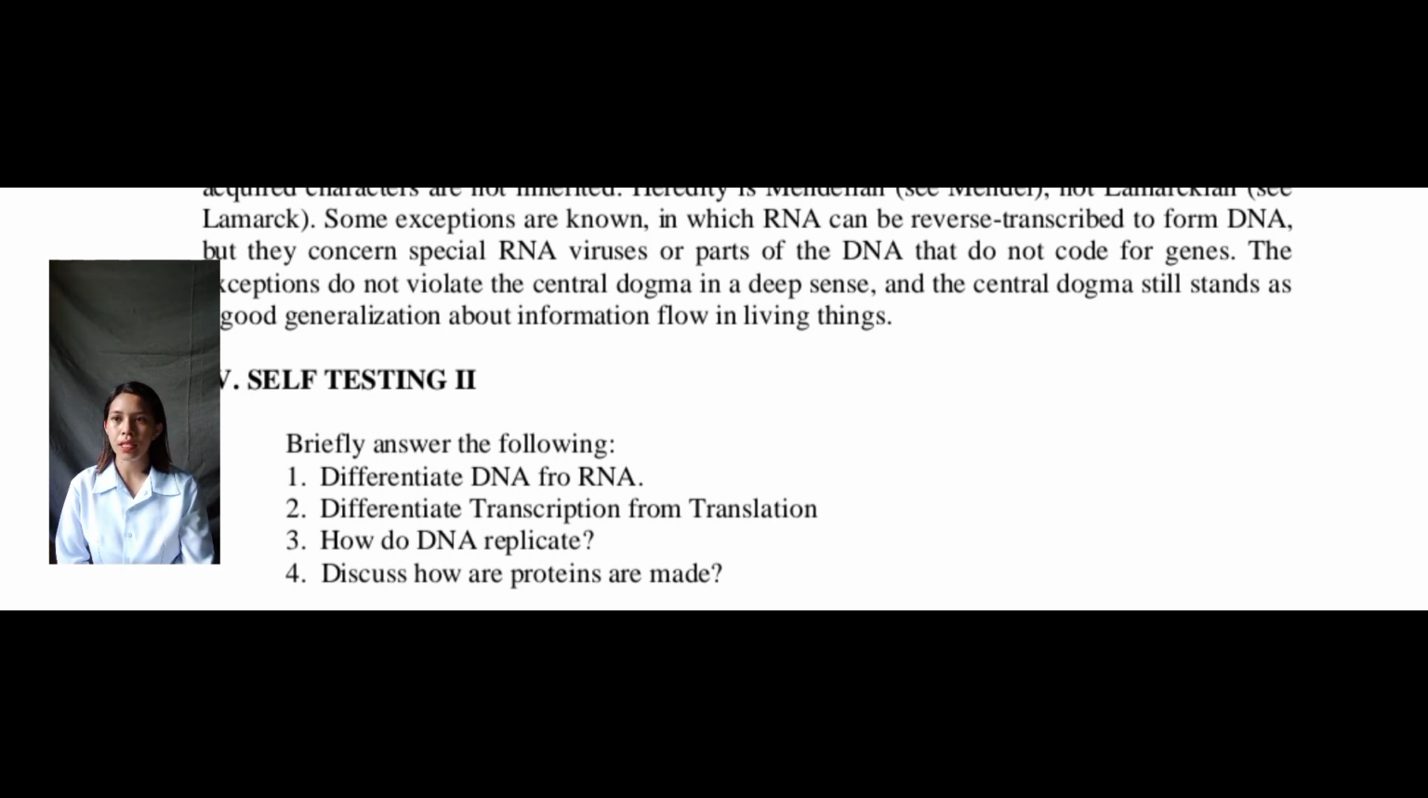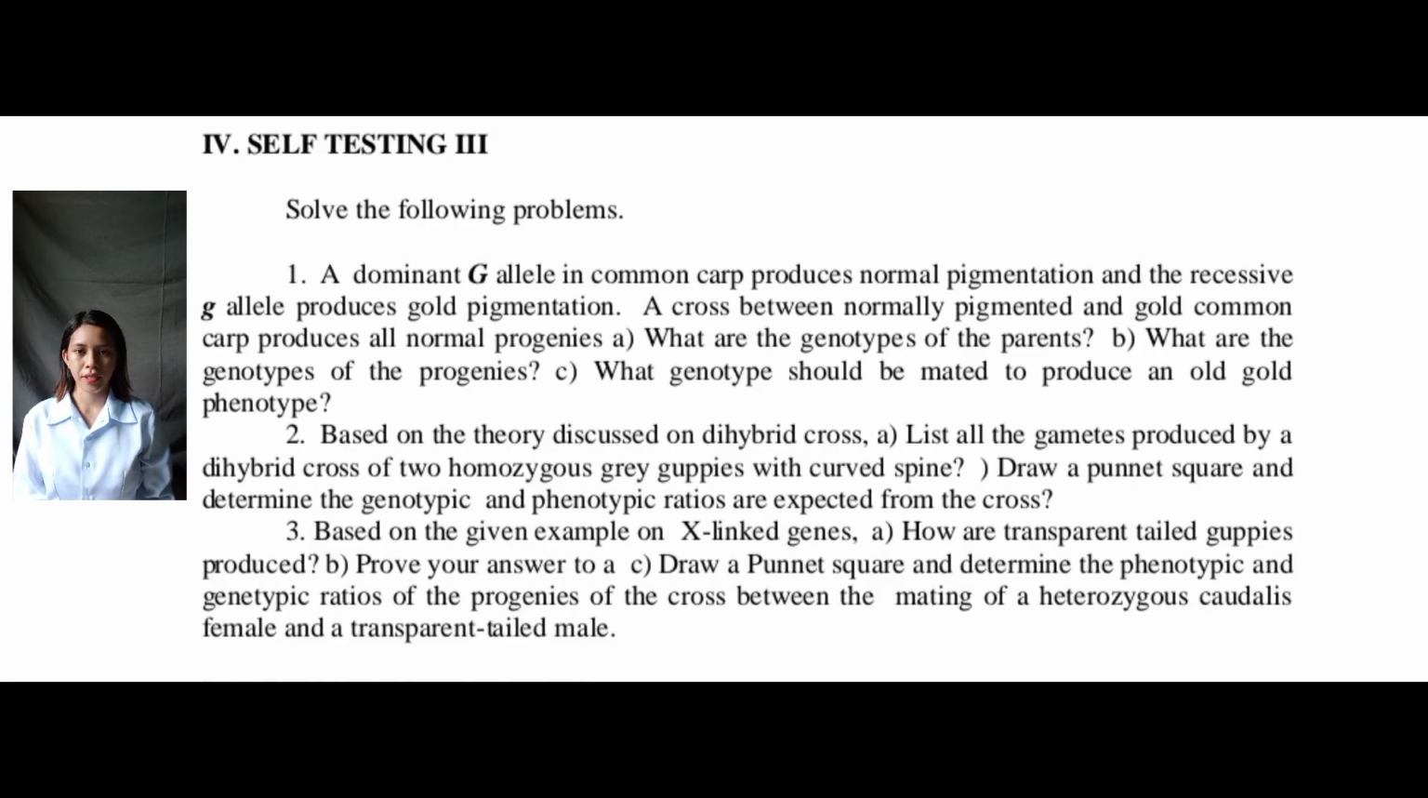Question number 4. Discuss how proteins are made. Proteins are built as chains of amino acids, which then fold into unique three-dimensional shapes. Bonding within protein molecules helps stabilize their structure, and the final folded forms of protein are well adapted for their function. Self-testing number 3, question number 1.